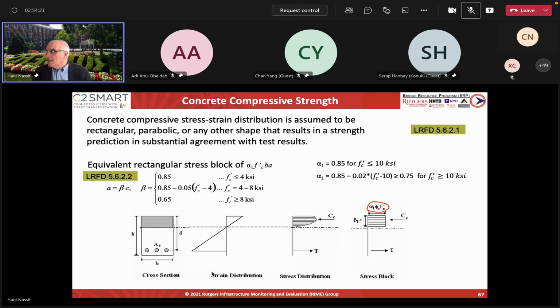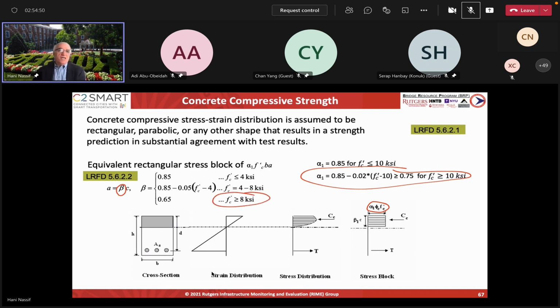For that reason, we would use the alpha one and the beta one, as I say, call it beta here. ACI calls it beta one. So for 0.85, if it's between 4 and 8, you take out 0.05 for every 1,000 psi above 4,000, down to 0.65. Why is that?